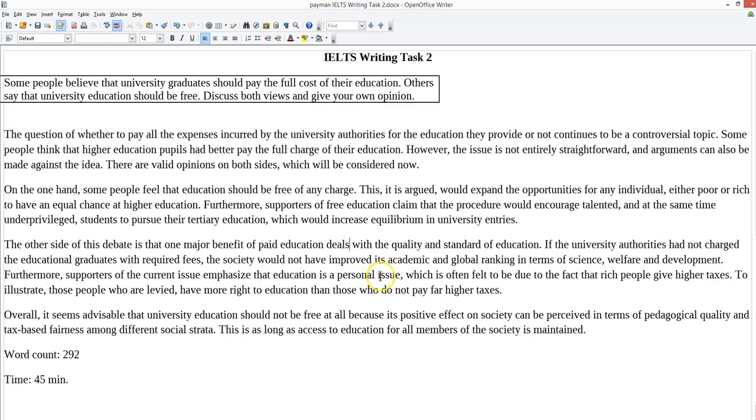So education is a personal issue. The fact rich people give higher taxes. Have more right to education. Oh dear. Well, there's some ideas here, but I'm not really sure what this is talking about.